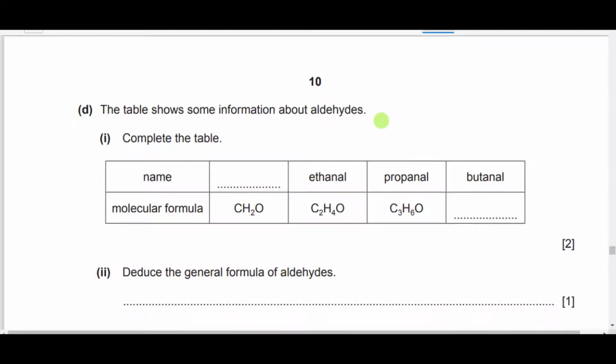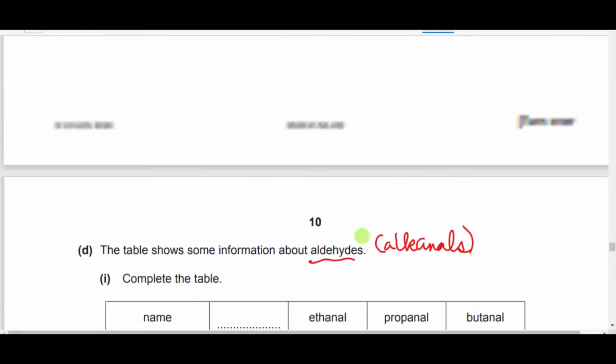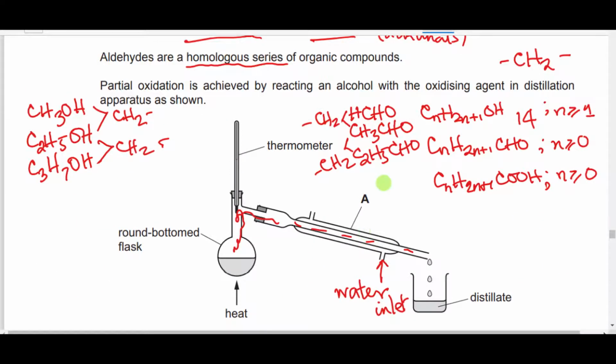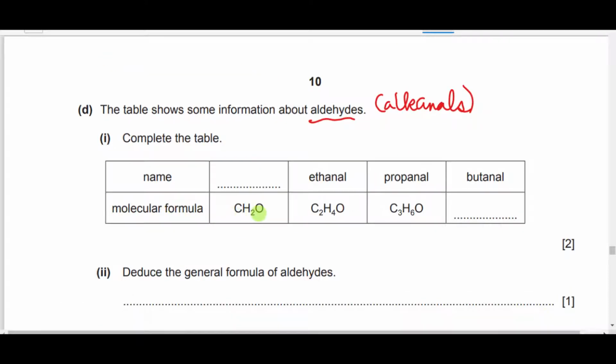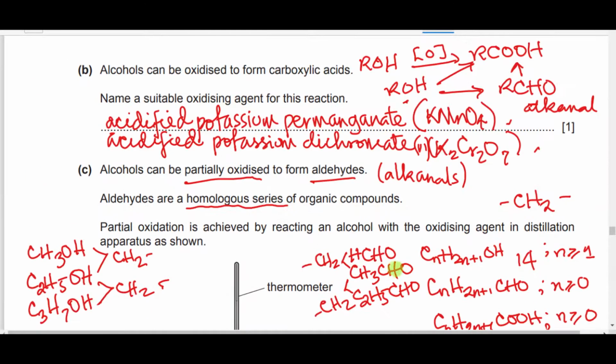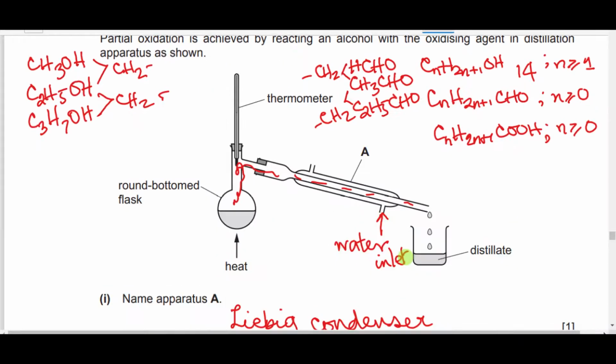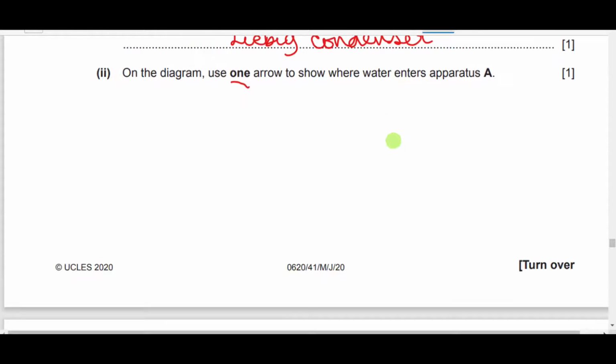Now the table shows some information about aldehydes. So talking about alkanals here. Aldehydes, that's alkanals. Complete the table. Name. Can you see? As if we knew that this is what the examiner will do. We already did this here. Fine. So if we come here, the molecular formula is CH2O, which is the first member here, right? CH2O. So what will be the name? There's only one carbon, right?